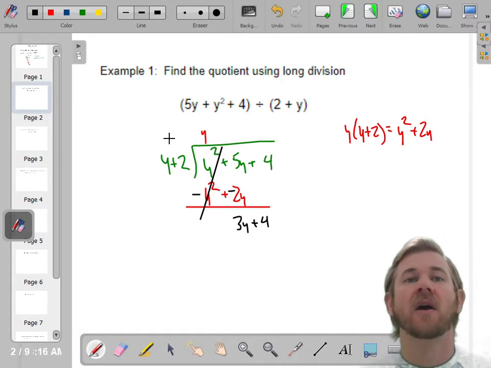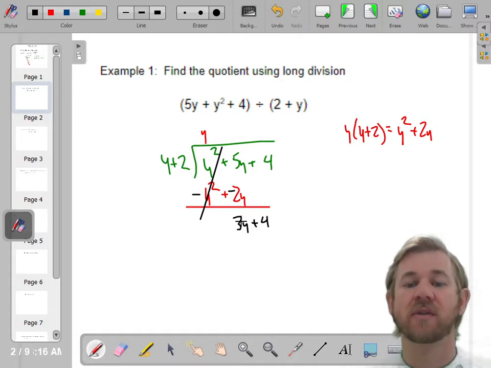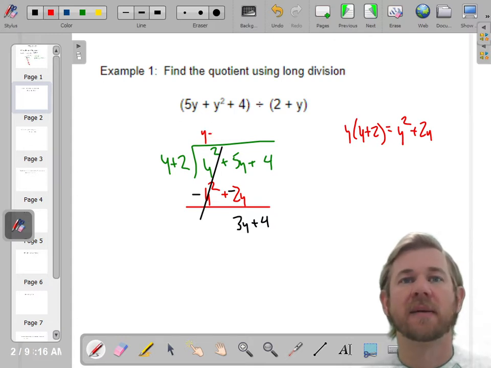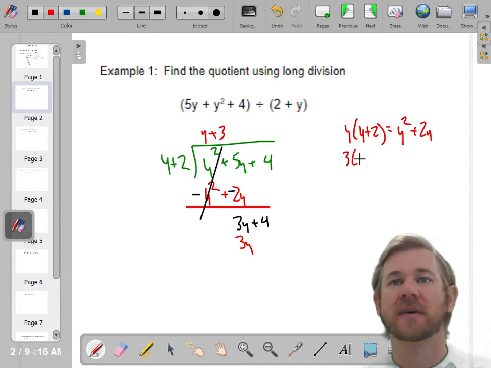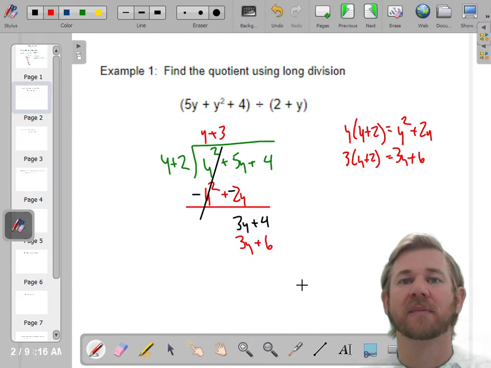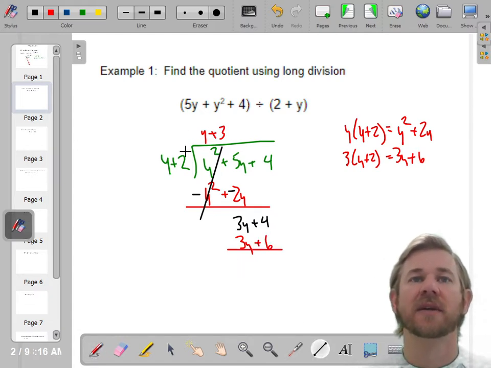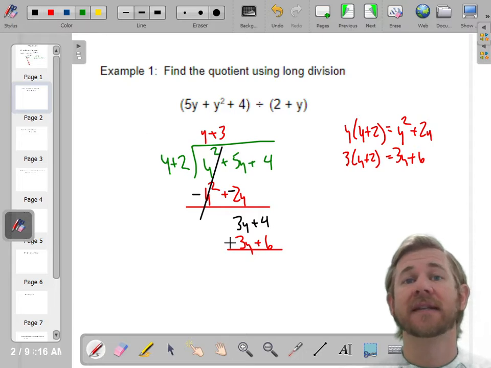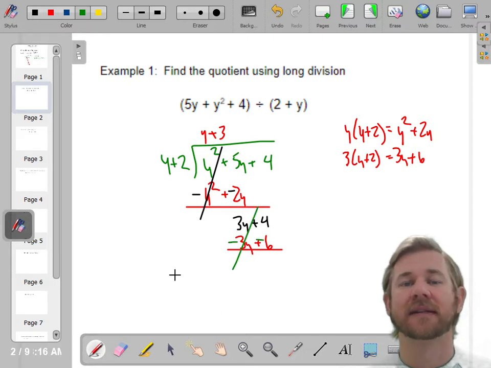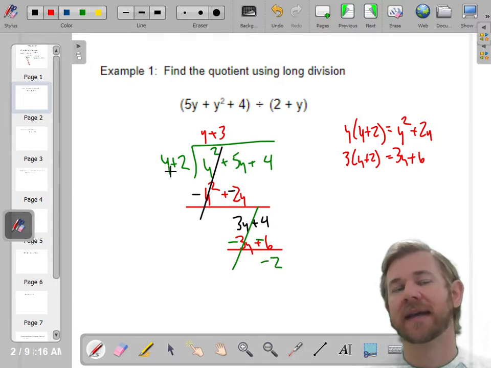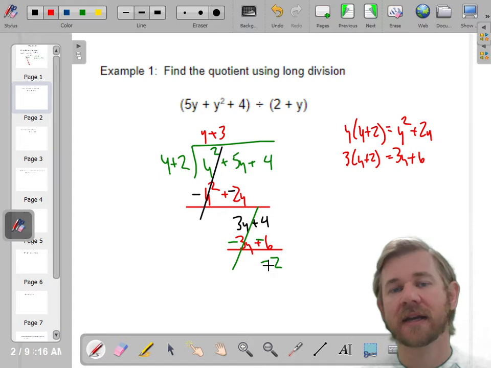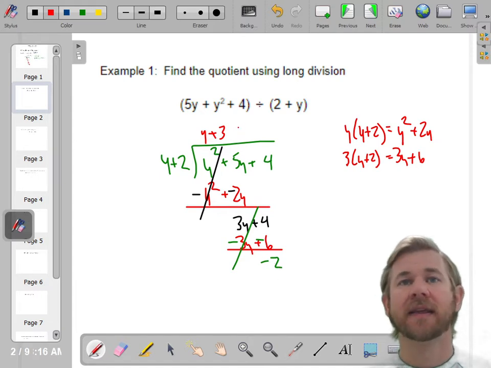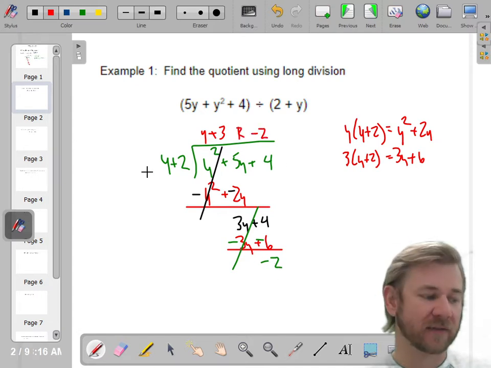Now I do the same thing. y times what will get you 3y? So you say, okay, multiply by 3. That's 3y, but again, you have to distribute because you're multiplying the 3 times y plus 2. So it's 3y plus 6. You have to distribute the 3 into y plus 2. Now you flip the signs, so those are now going to be opposites. Those cancel out. 4 minus 6 is negative 2. And since y plus 2 is a higher degree than what we're working with here, then we are done. That's our remainder, so our remainder is negative 2.